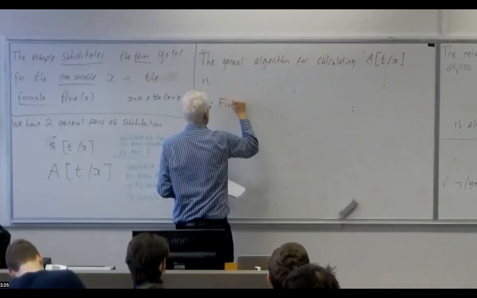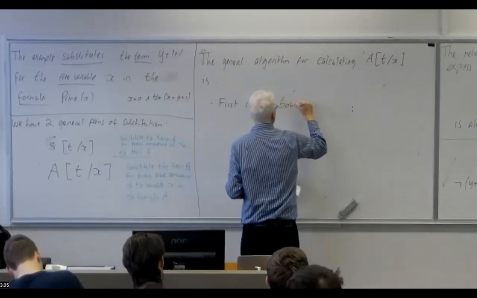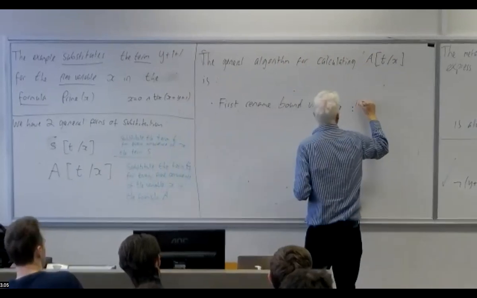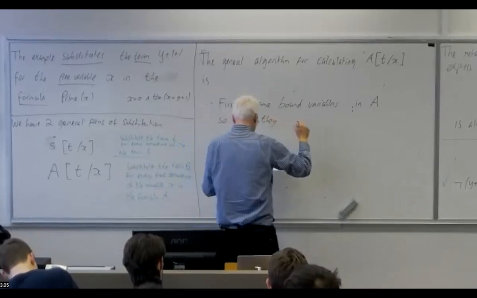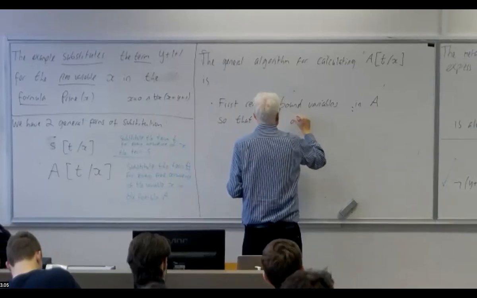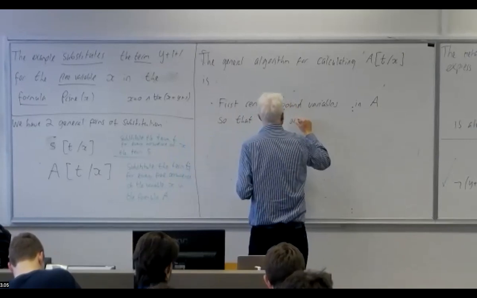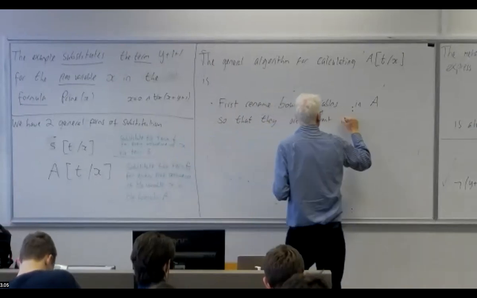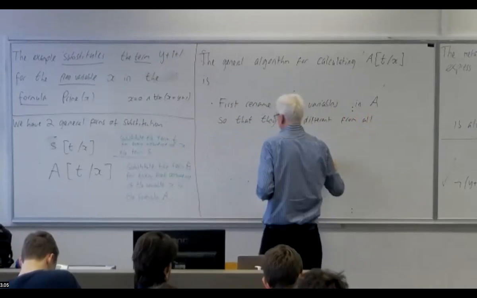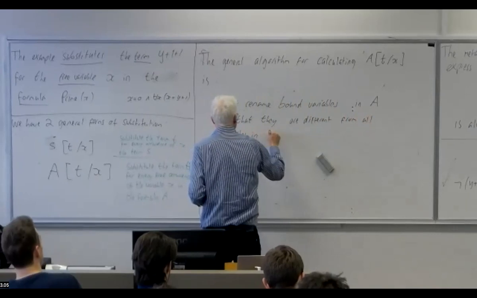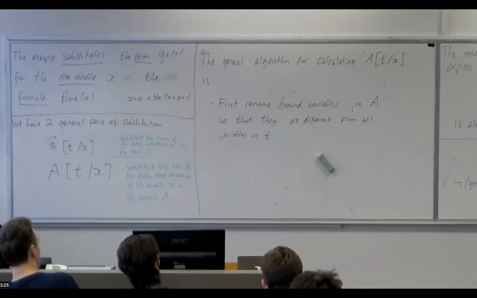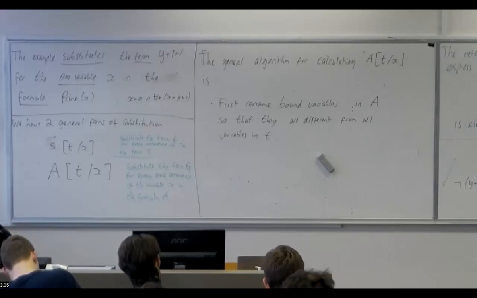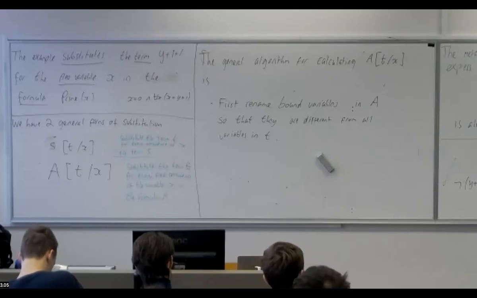So first, rename bound variables in A so that they are different from all variables in T. In this case, we were substituting y plus 2, that was our term T, for the variable x. So we had to rename the bound variables in the formula so that they were different from the variables in y plus 2, and the only variable in y plus 2 was y, so we just had to make sure there were no bound y variables in the formula.